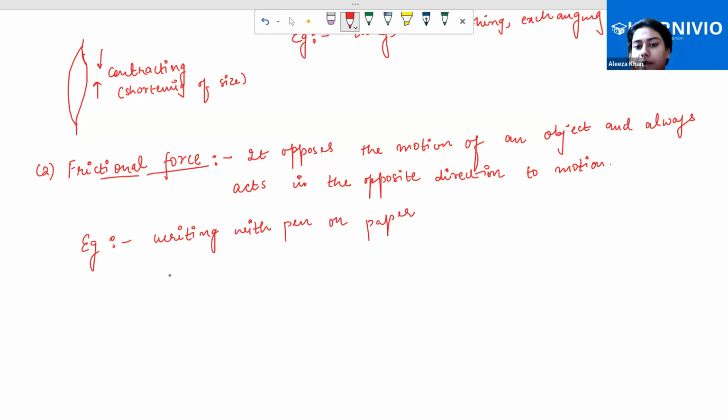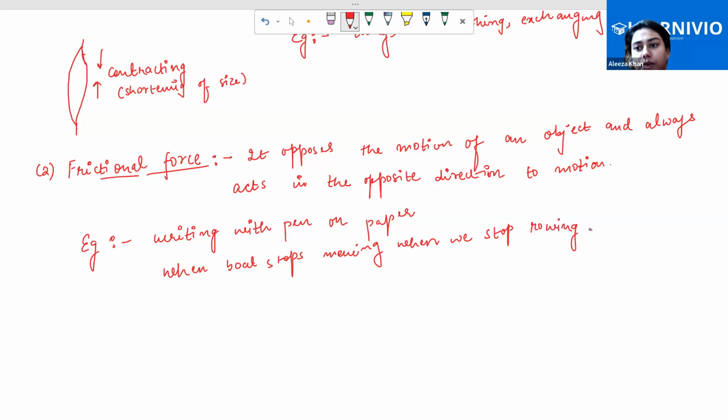Fine. And one more example you can give is when a boat stops. What happens when you are rowing the boat? Then only it is moving. Yes or no? Yes, ma'am. If you do not row the boat, it will not move. So the boat stops moving when we stop rowing. Okay, these two examples you can give.